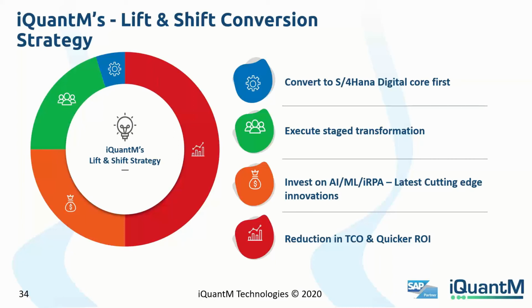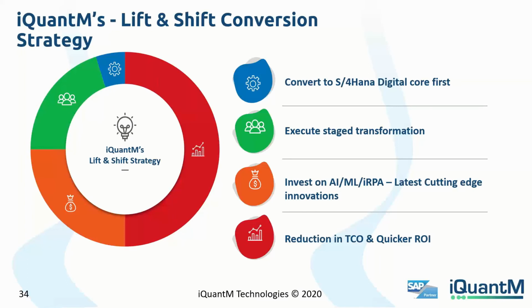Do the lift and shift first, isolate the conversion from all other conversions. This minimizes the project risk and the issues surrounding the conversion. Subsequent to that, then you can have the cutting edge technology. So we're saying it should be a staged transformation to get a speedy return on investment.